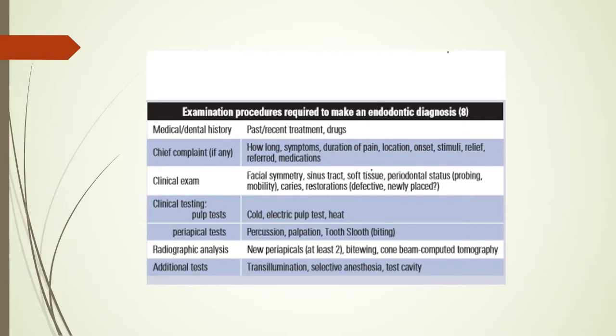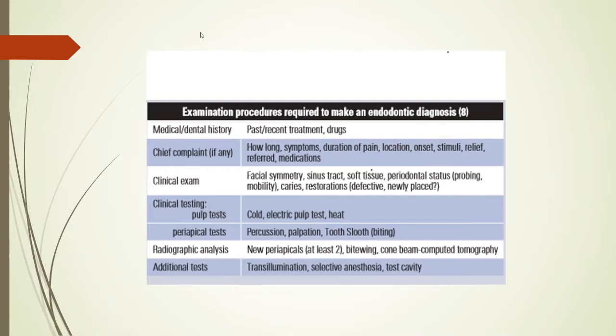We should go for some thermal testing, the cold test and heat test, electric pulp testing, and some periapical tests. Those include percussion, palpation, and the tooth sleuth, that is the biting test. The biting test will help to differentially diagnose apical periodontitis or to find out whether there is any fracture of a tooth. Then go with proper radiographic analysis, including at least 2 radiographs for a tooth with different angulations, periapical radiographs, bitewings, CBCT, and additional tests can also be done.